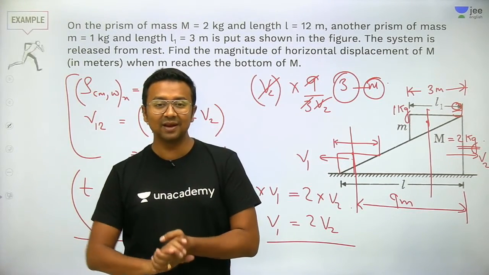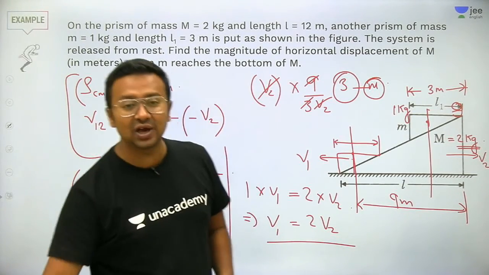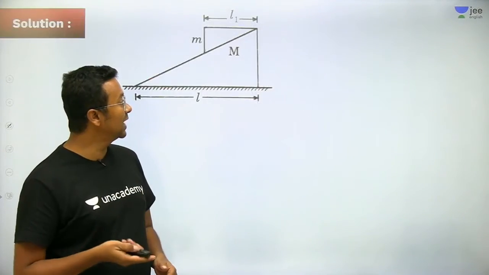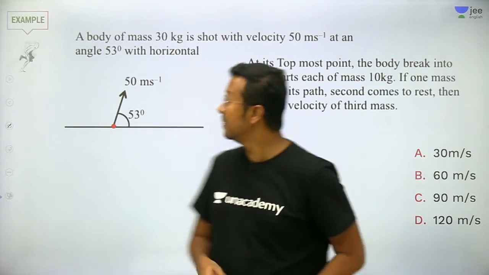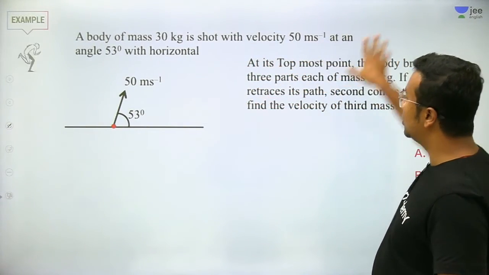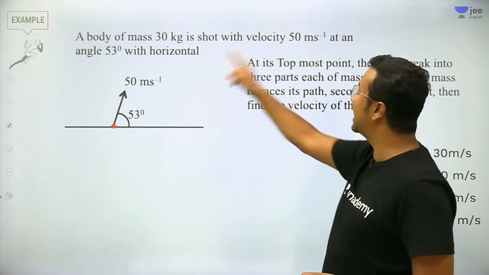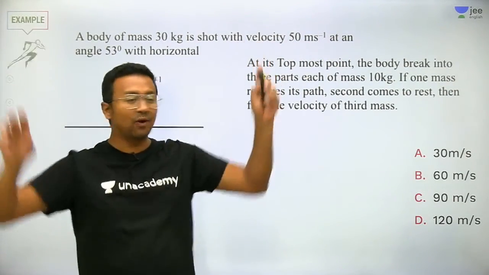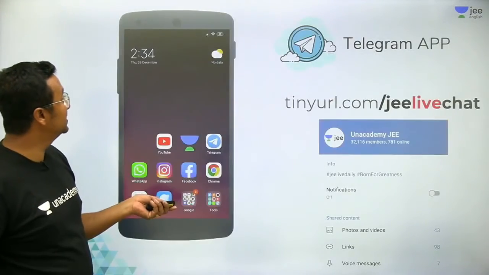Now let's move ahead to the next question, which I will give to you guys as homework. Take up this question as homework, wherein there is a body of mass 30 kg. It is shot with a velocity of 50 meters per second at an angle of 53 degrees with the horizontal. All right. At the highest point, what happens?